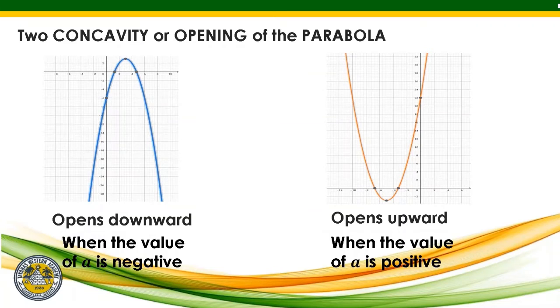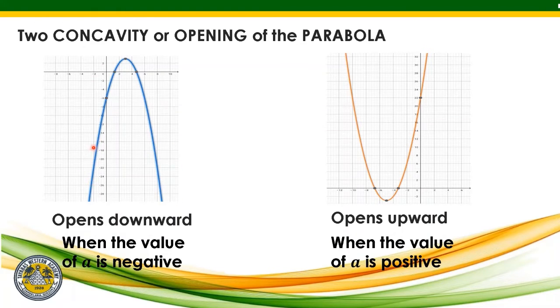So we have two concavity or opening of the parabola. So meron tayong opens downward at opens upward. Kailan ba siya nag-opens downward? So kahit hindi pa natin na-graph yung ating quadratic function, ma-identify na natin kung ano yung opening ng ating graph by simply looking at the value of a. Okay, so when the value of a is negative, then the parabola opens downward. Ganito ang magiging itsura. Okay?